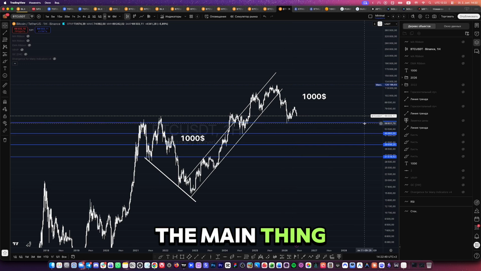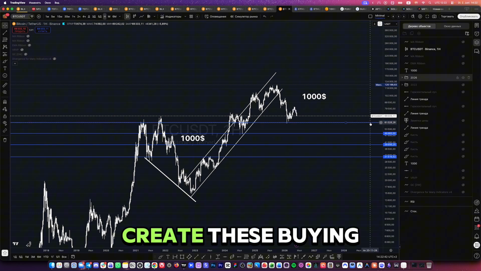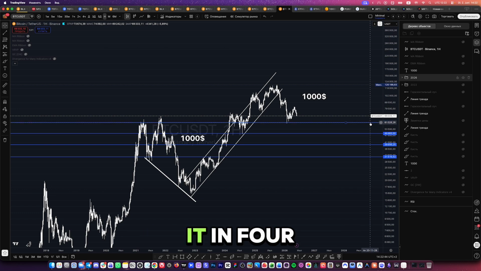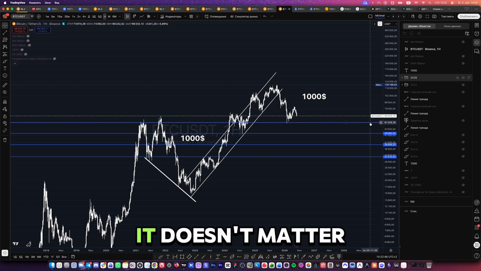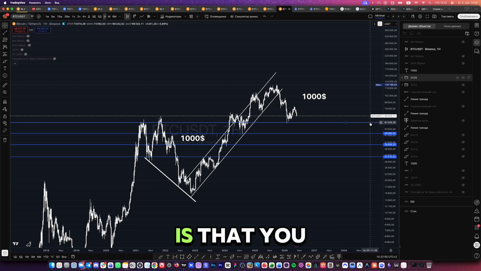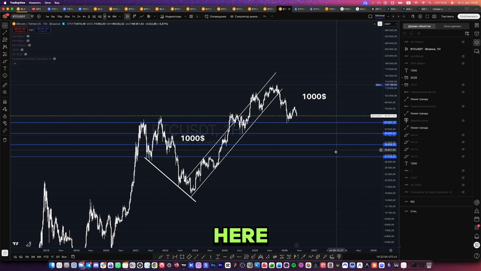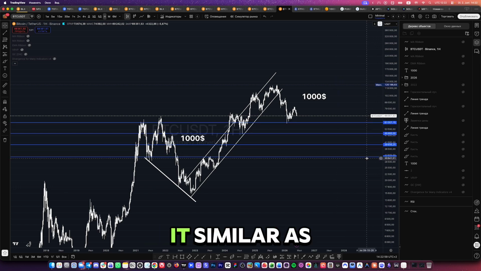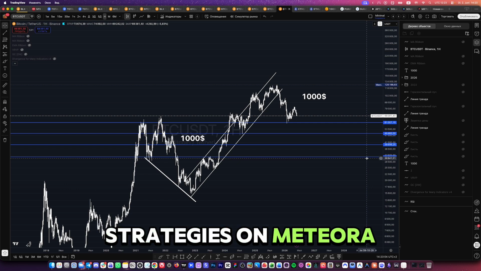The main thing here is to create these buying orders and split it in 4. You can use 3, you can use 5, it doesn't matter. The main thing is that you split the buying orders, and this is the main reason here. You can do it evenly, you can increase it, similar to the bid-ask strategies on Meteora.